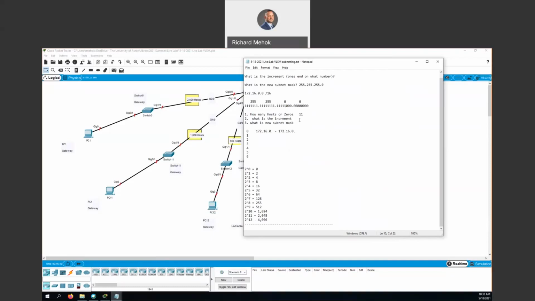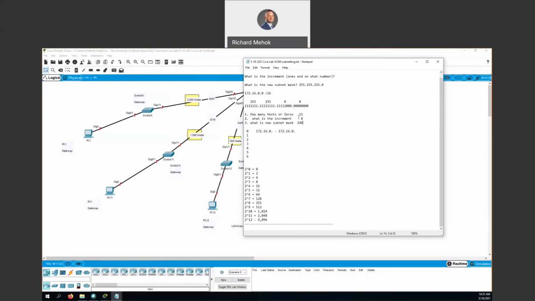So what we need now is the increment. So if we look here, the one stop, let's see, we have 128, 64, 32, 16, and 8. So the increment stopped on 8. So the increment is going to be an 8. Now, what is our new subnet mask? So if we add up 128, 64, 32, 16, and 8, I believe that is 248. So 248.